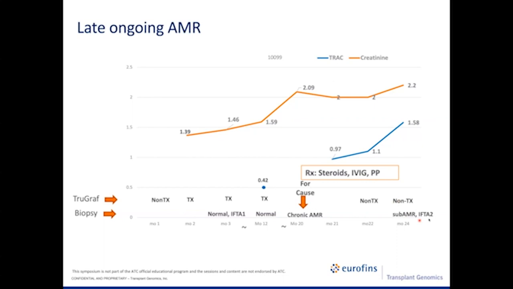Now they've progressed to second degree interstitial fibrosis and tubular atrophy. And the patient, again, is then retreated. And what this tells us is the patient probably wasn't adequately treated here, and either the increasing cell-free DNA or the non-TX TruGraf would have indicated that maybe we should have biopsied this person earlier. Again, being an observational trial, these test results were not available at the time.